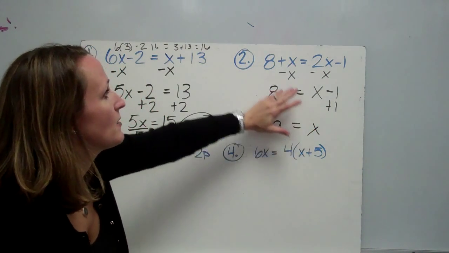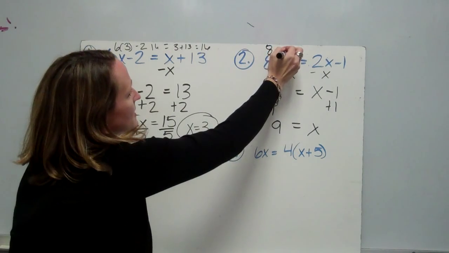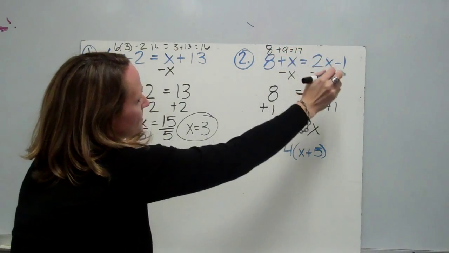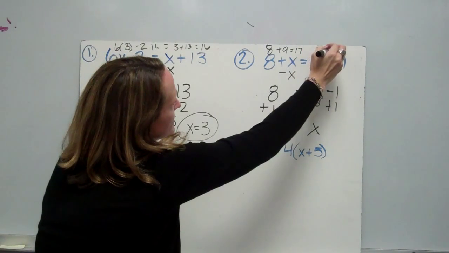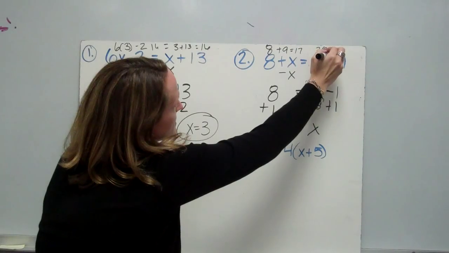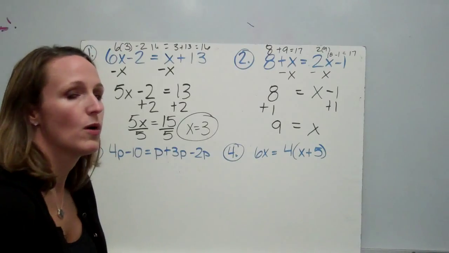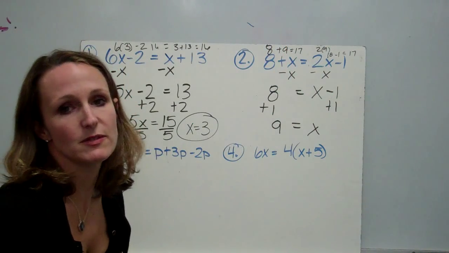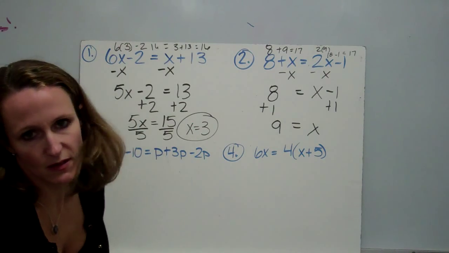So x equals 9. Well, does that work up here? 8 plus 9 gives me 17. 2 times 9 is 18, minus 1, 17. Voila! 17 equals 17. We're done.